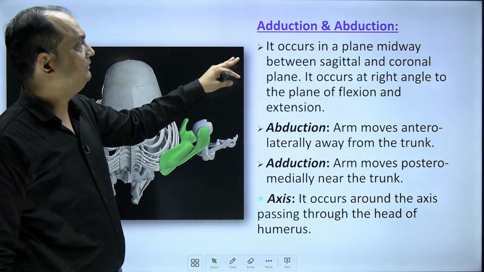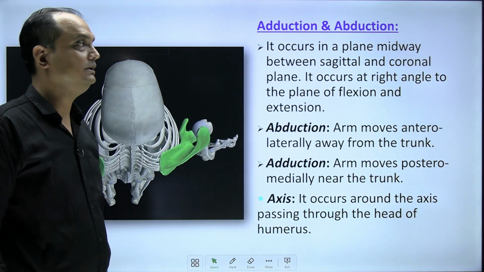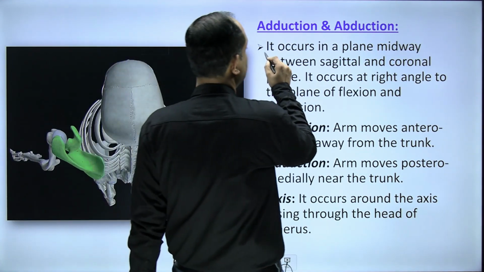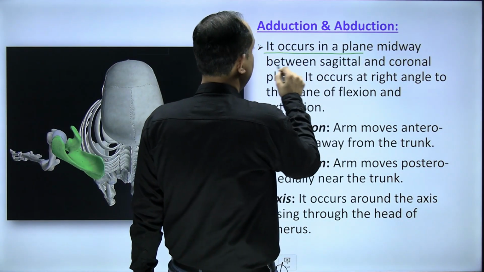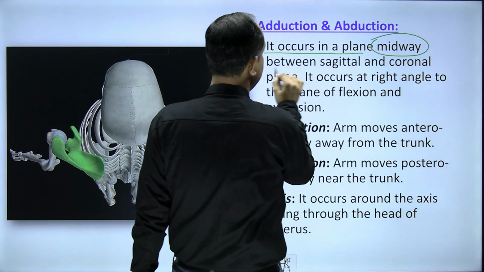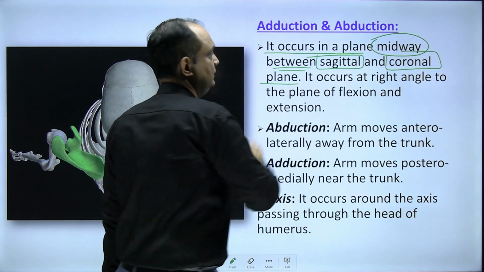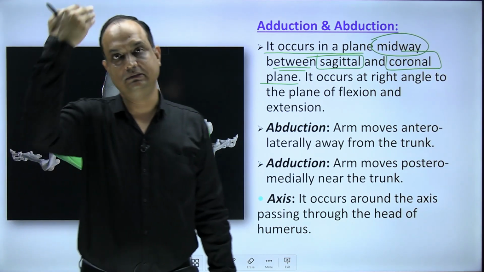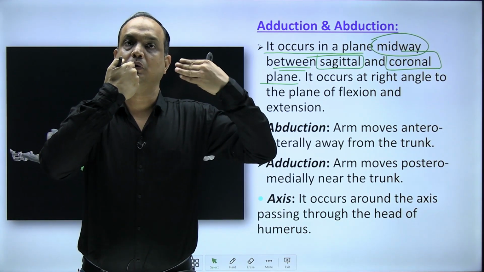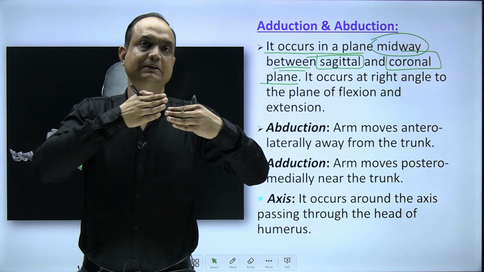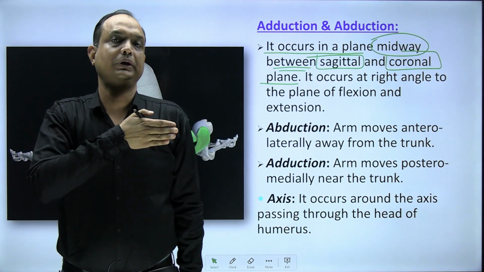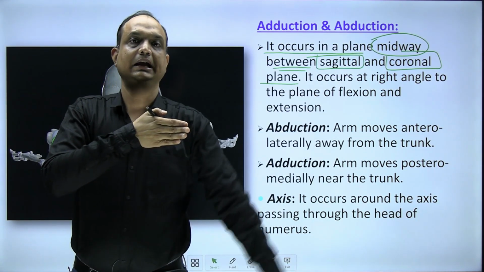Now we'll talk about the two movements, abduction and adduction. When you have abduction and adduction, you have to understand the plane in which it occurs. So this plane is midway between the sagittal plane and coronal plane. So what is the sagittal plane? This is the sagittal plane. This is the coronal plane. Now midway is somewhere here. So when I am doing the abduction, adduction, it is like this.